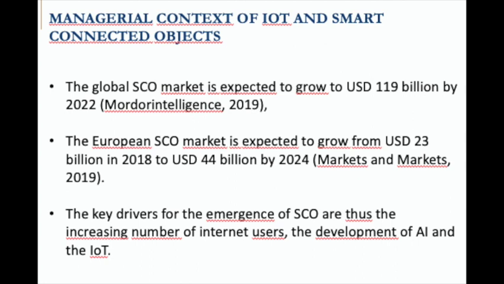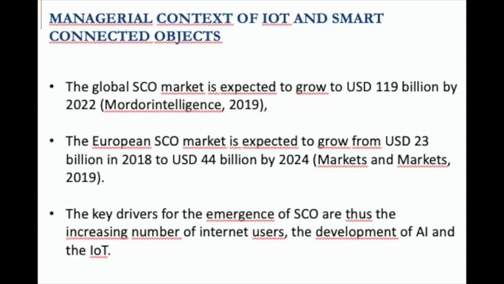Furthermore, the global smart connected market is expected to grow to almost $120 billion by 2022. The European smart connected object market is expected to grow from 23 billion US dollars in 2018 to 44 billion US dollars in 2024. And the key drivers for the emergence of IoT are thus the increasing number of internet users and the development of artificial intelligence and the IoT. So this is one example of how you could shape your introduction, which kind of figures you can show.